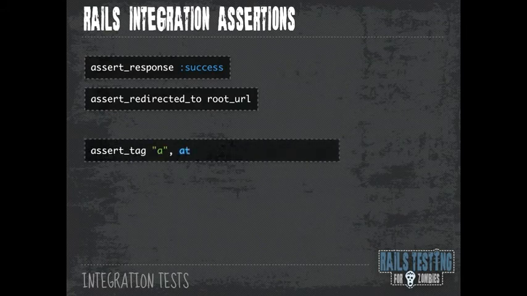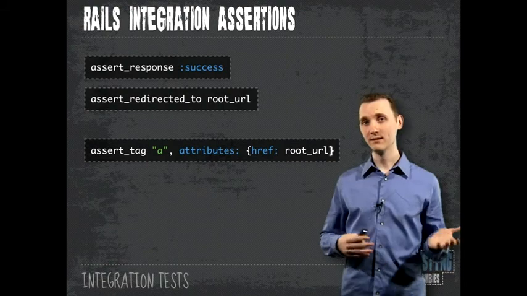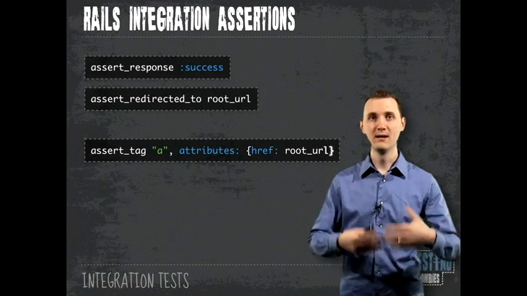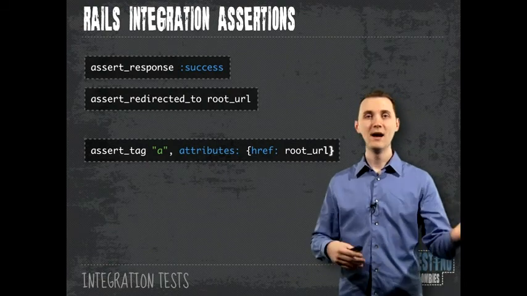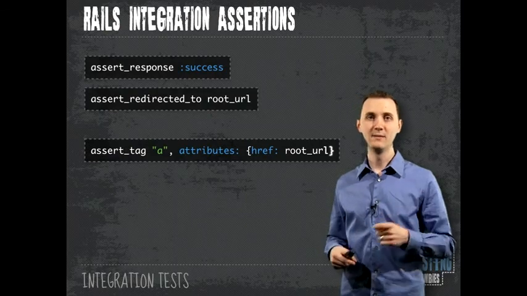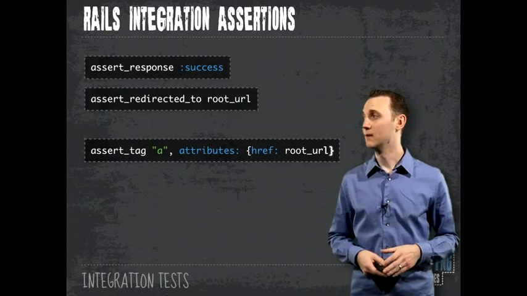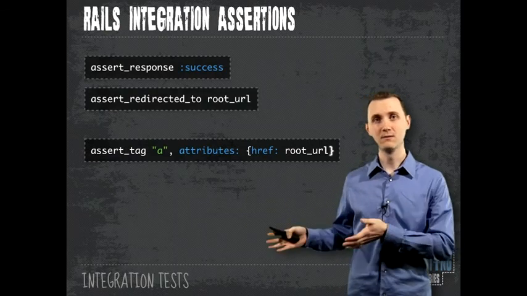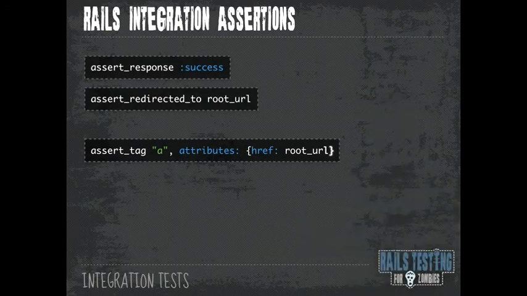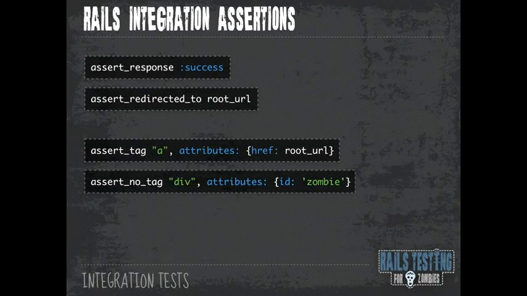It also gives you assert tag, where you can test against the contents of the DOM returned. So what it's going to do is look at the last response, look at the body, make sure that it's an HTML document, and then you can basically define what elements you're looking for. So in this case, maybe we're looking for an anchor tag that has an href to the root URL. We could also conversely say it does not have a tag. So we could say it doesn't have a div with an ID of zombie.